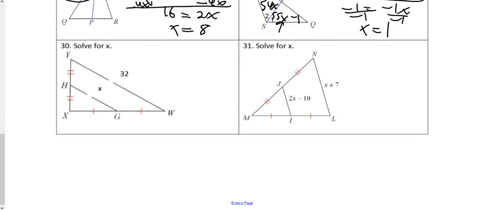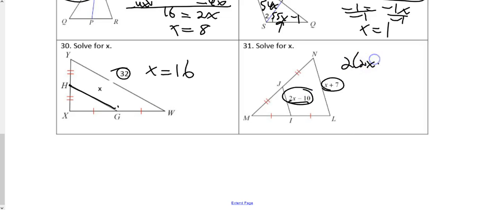Solve for x. Well, midpoint, midpoint, meaning this is a mid-segment. Meaning it is half of this side. Okay, this one's a little tricky. This is half of this. Which means it takes two of these to make one of these.